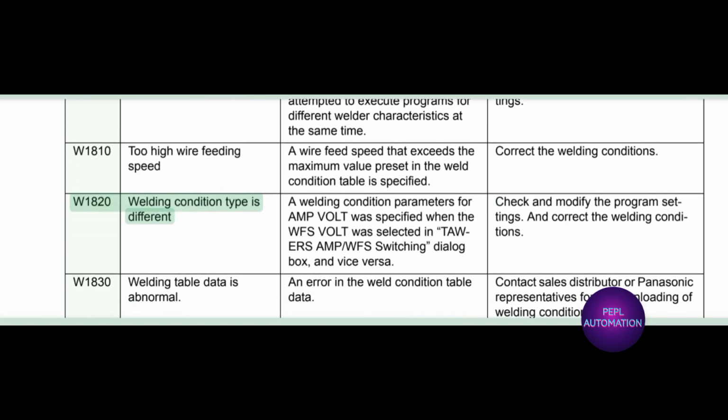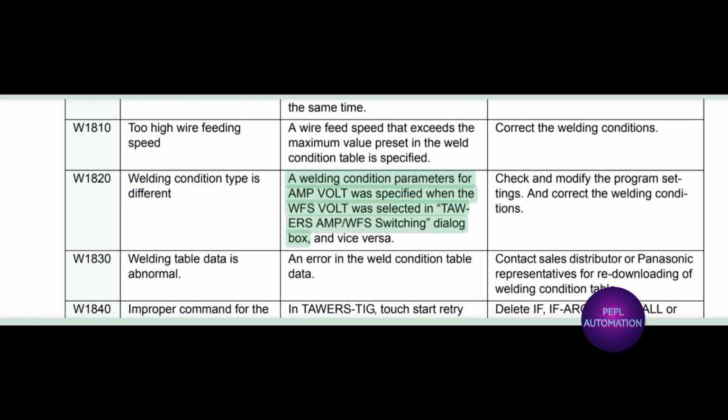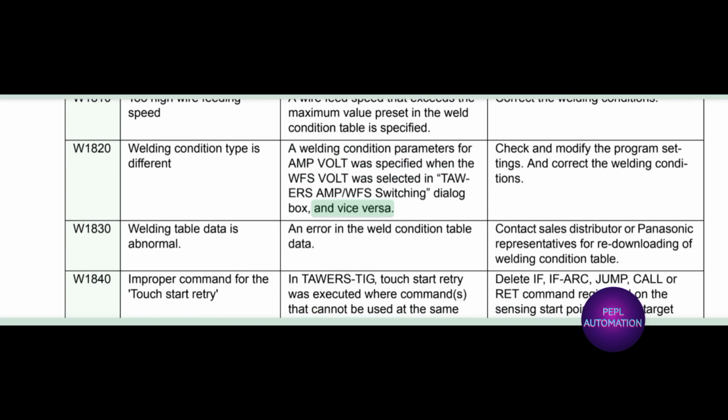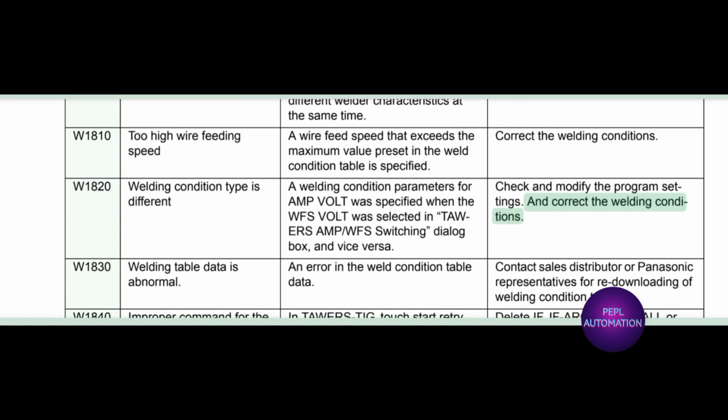W1820 welding condition type is different. The welding condition parameters for AMP volt was specified when the WFS volt was selected in TAWERS AMP, WFS switching dialog box, and vice versa. Check and modify the program settings, and correct the welding conditions.